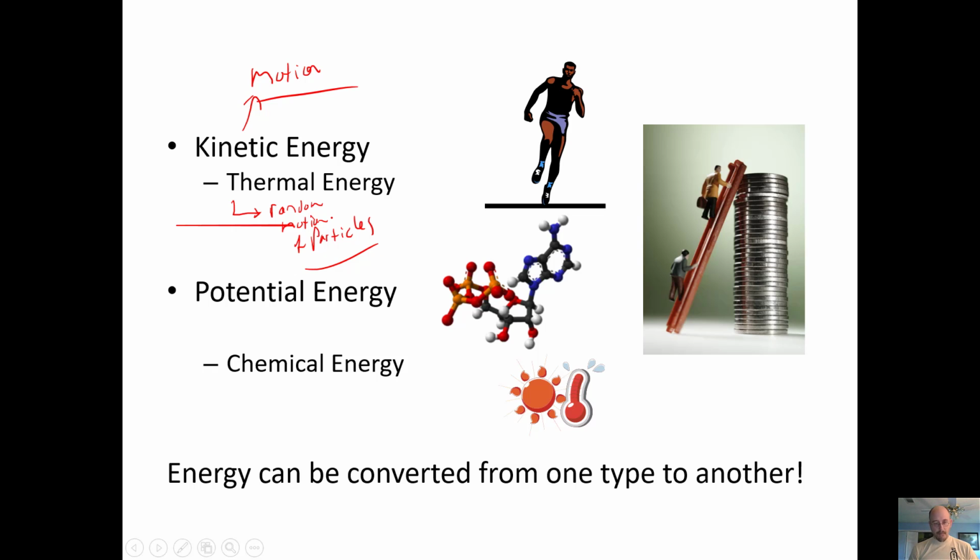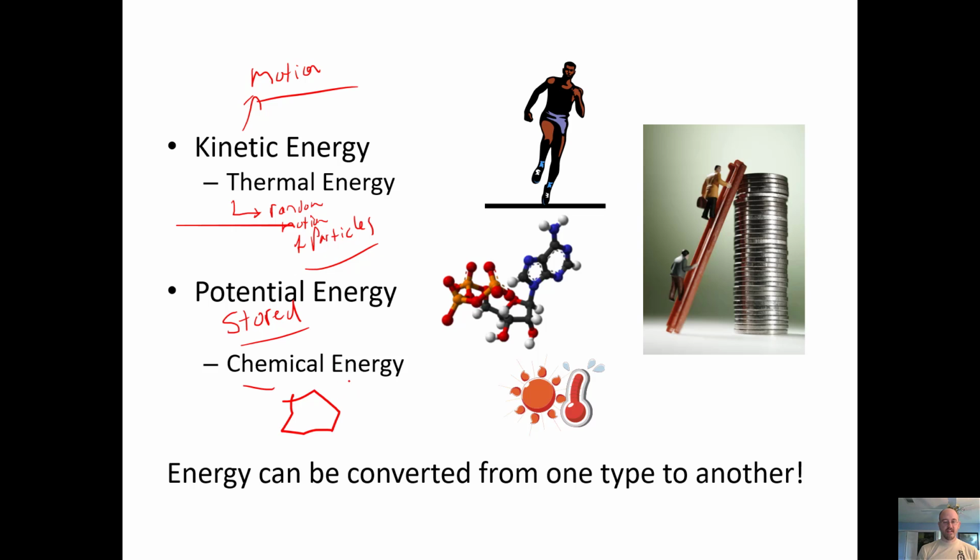Okay, potential energy is energy that's stored, has the potential to turn into kinetic energy, right? One example of potential energy is chemical energy, the energy stored in the bonds, the covalent bonds of a molecule, like in a glucose molecule.